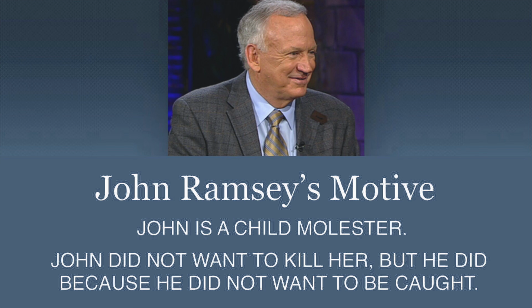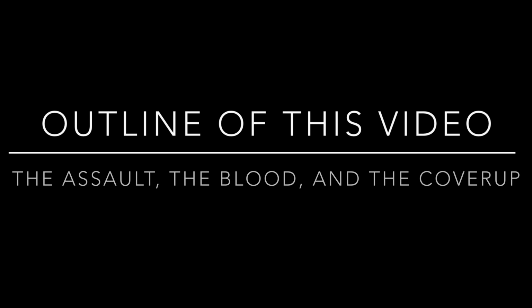In this video, I contend that John Ramsey's motive was that he was a child molester. And he didn't want to kill JonBenét, but he did because he had to avoid being caught. So the outline for this video is, first, the assault. Second, that JonBenét was bleeding. And then third, the murder.